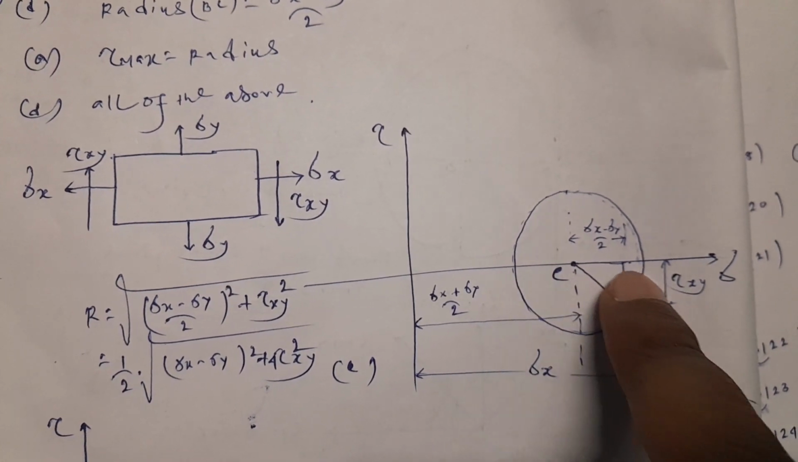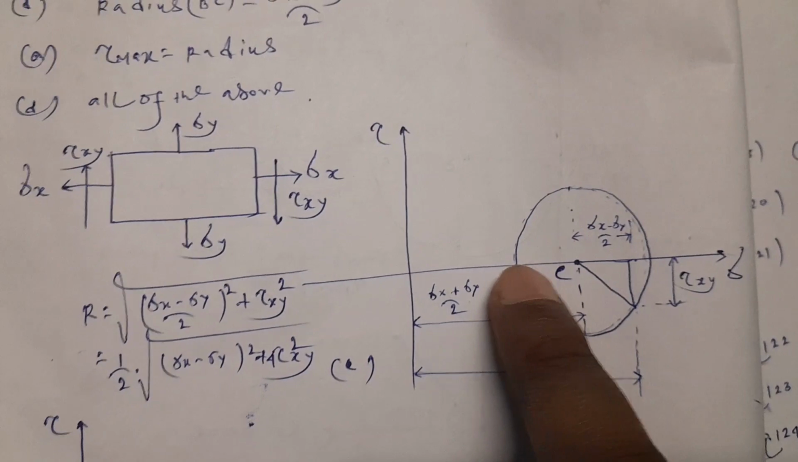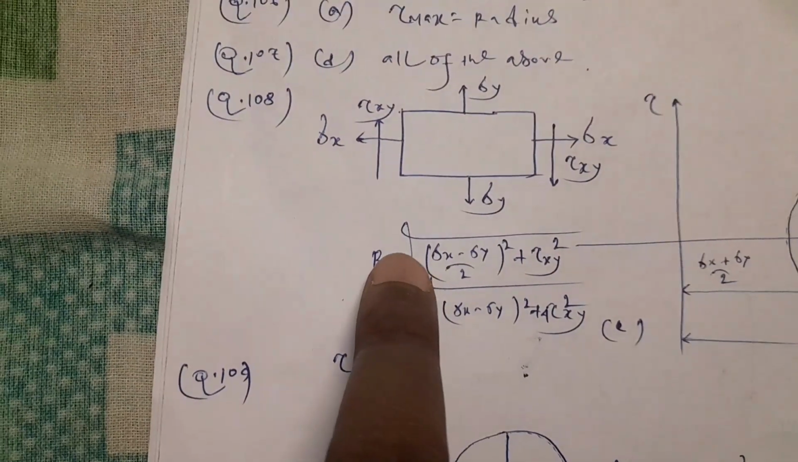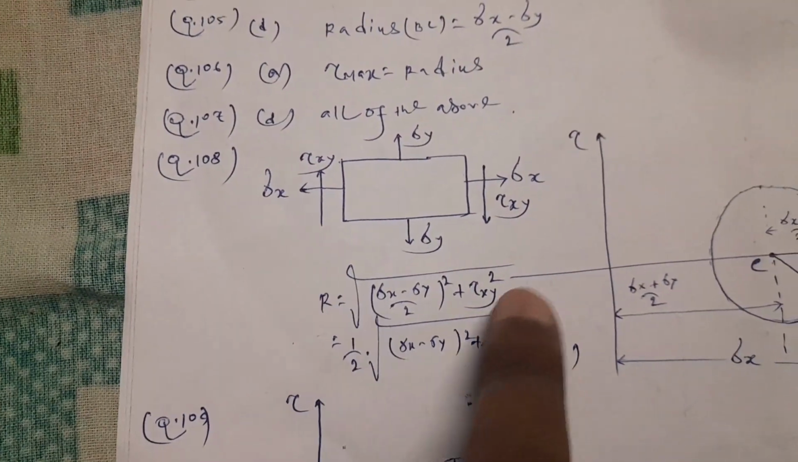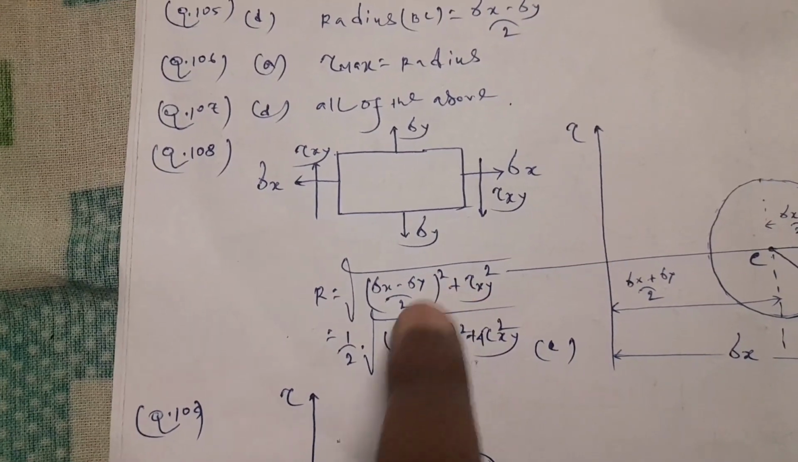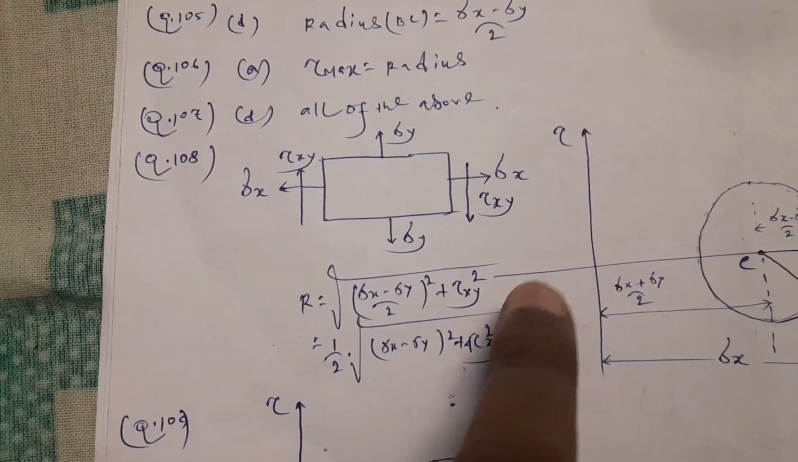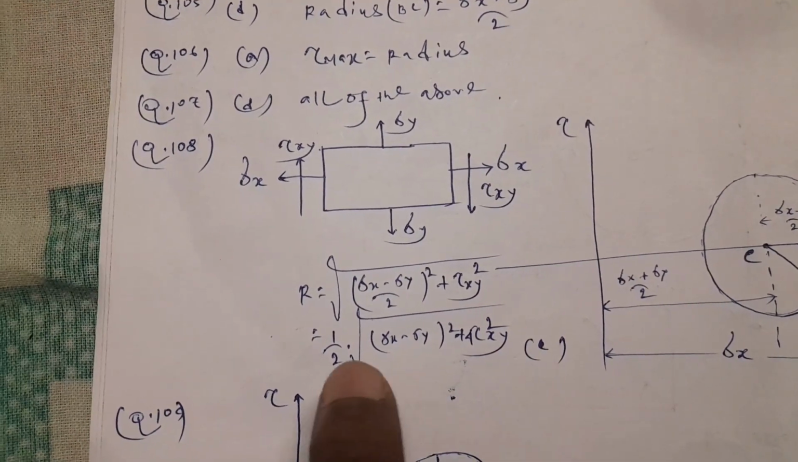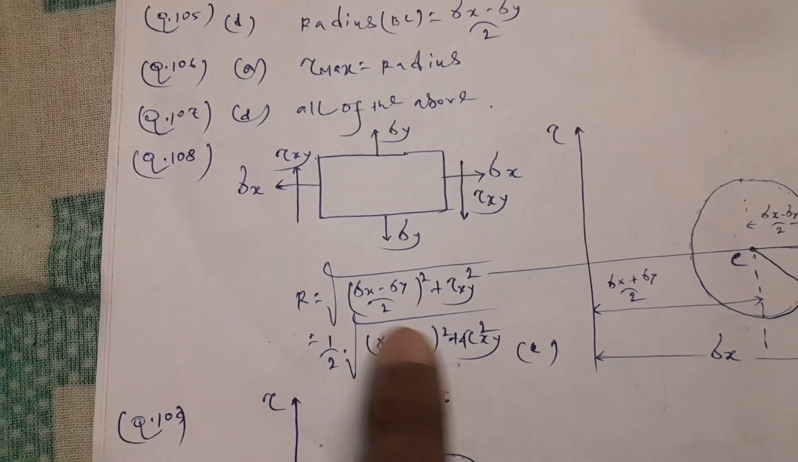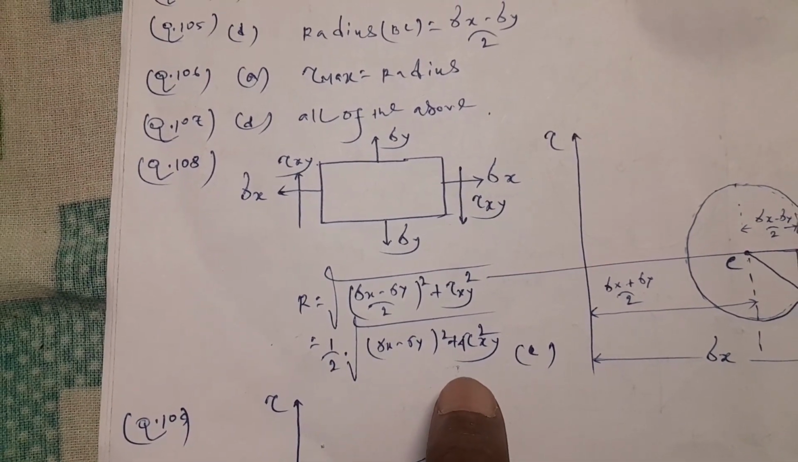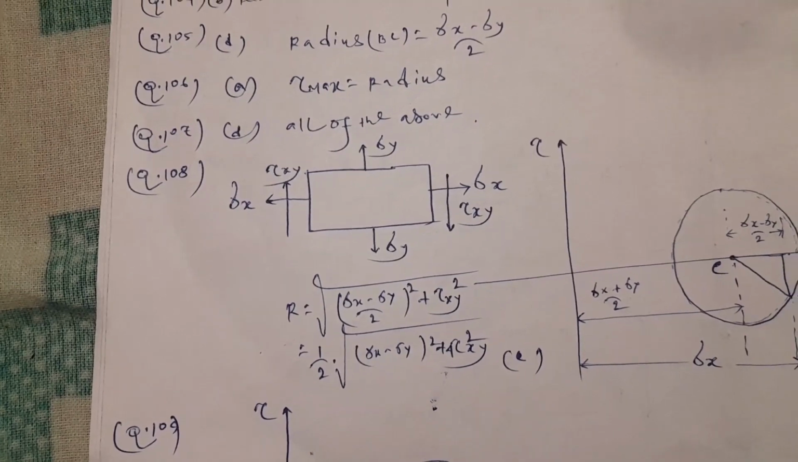So this square plus this square will give the square of the radius of this circle. So the radius r equals the square root of (sigma x minus sigma y by 2) whole squared plus tau xy squared, which is also equal to half into the square root of (sigma x minus sigma y) whole squared plus 4 into tau xy squared.